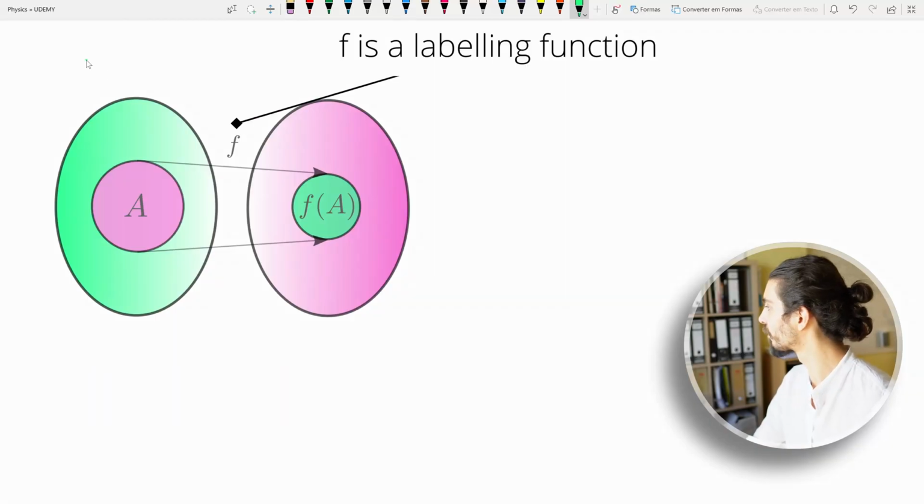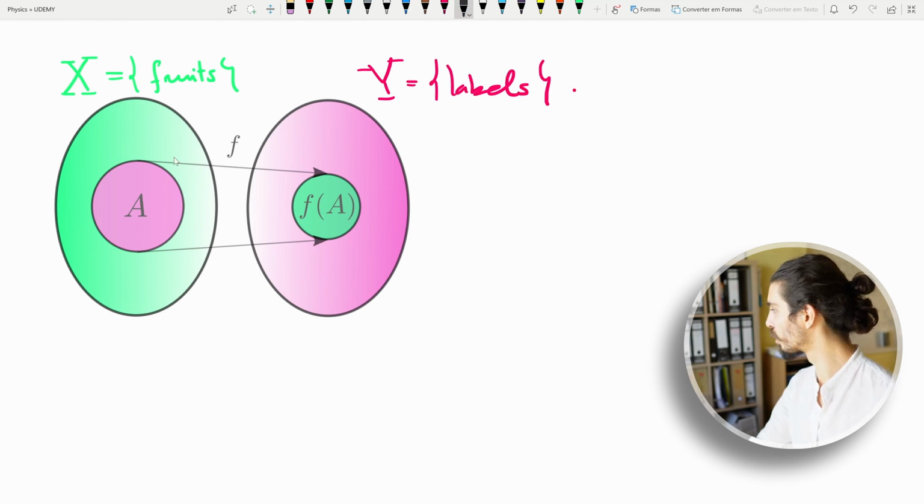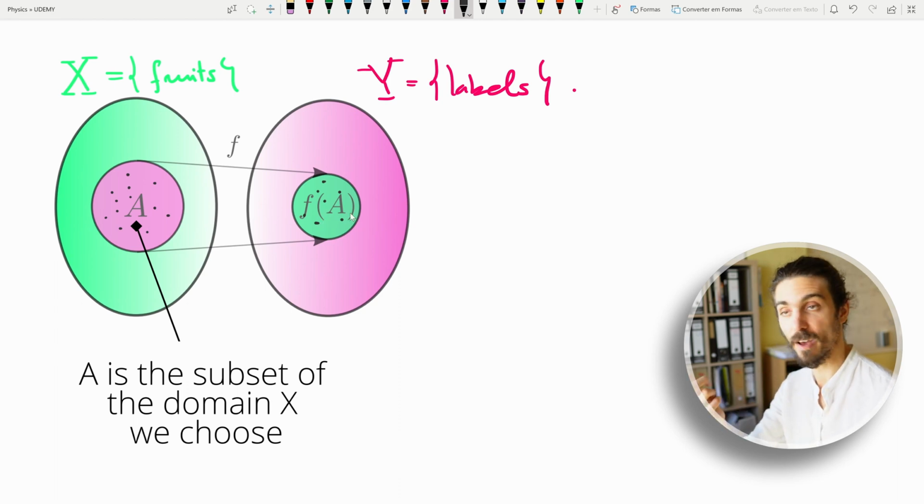Let's recall our labeling function, which assigns to the elements of the set X, the set of fruits in your local supermarket, the set Y of labels. We find here our set A of favorite fruits, and since the labeling function maps each one of these elements into these labels, then we say that the entire set A is mapped into its image set, which we denote by f of A. Mathematically, our set f of A is defined as follows.